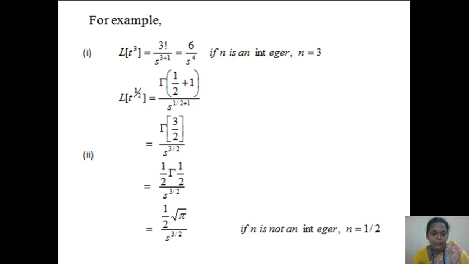Then the value becomes 1 divided by 2 into gamma of 1 by 2 divided by s power 3 by 2. So already we know the result for gamma of 1 by 2. Gamma of 1 by 2 value is root of pi. That is 1 by 2 into root of pi divided by s power 3 by 2.